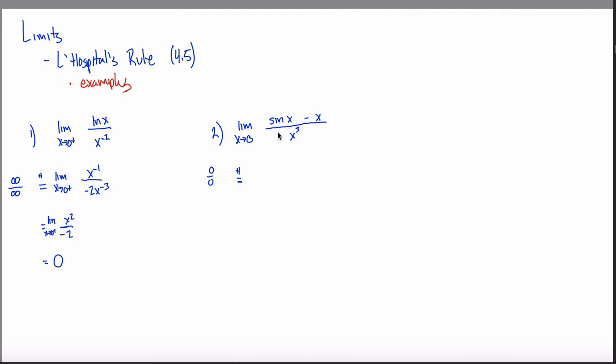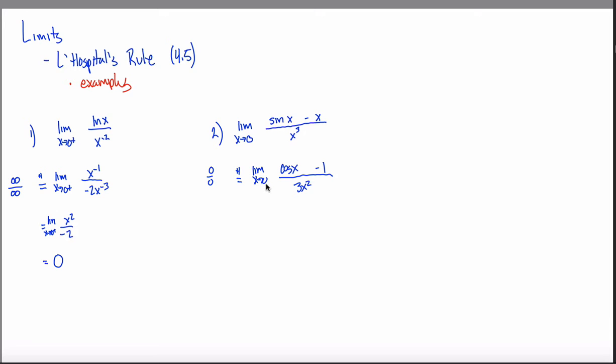And then you can say that this thing is equal, using L'Hopital's rule, to the derivative of the top. So the derivative of sine of x is cosine of x. I guess I should leave my limit in there. And then the derivative of x is just 1. And the derivative of x cubed is 3x squared. And you're like, oh, okay, cool, now I'm done. I just evaluate this limit and call it a day.